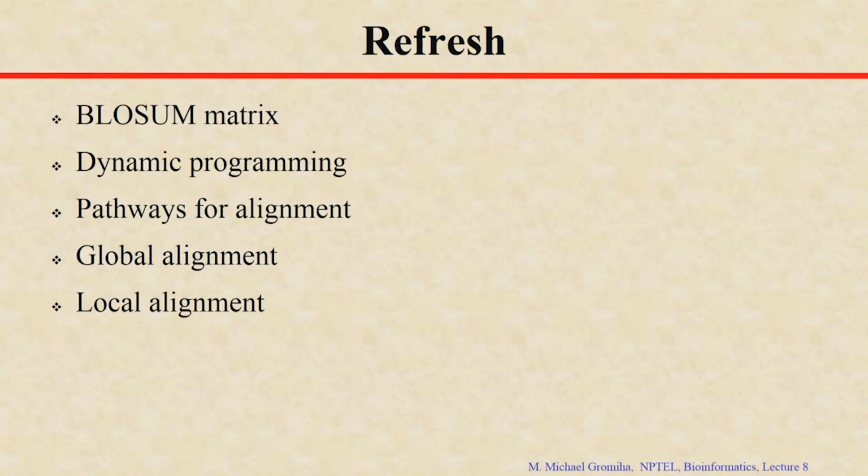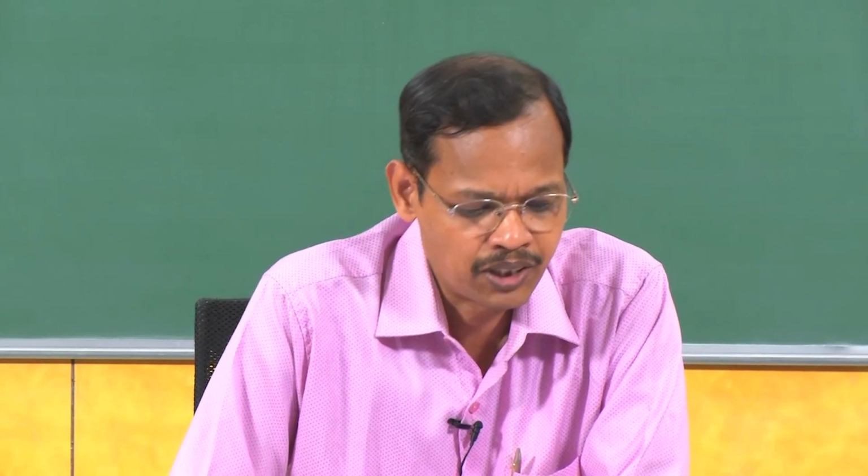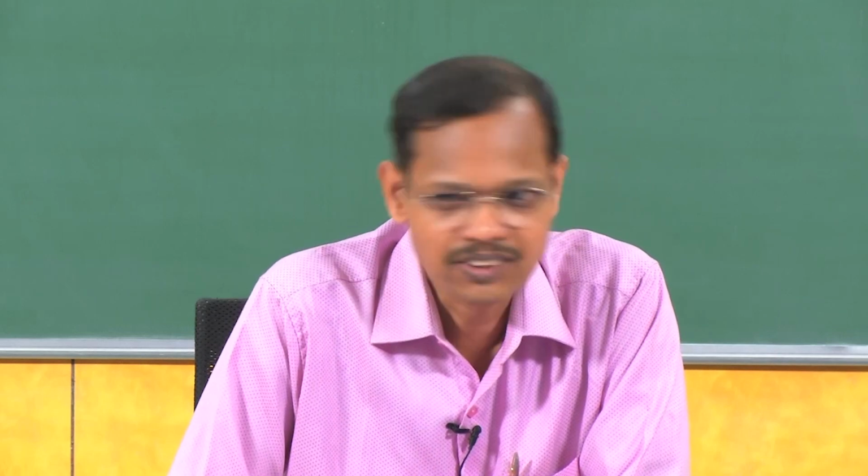Then we discussed dynamic programming. What is dynamic programming? We divide the alignment problem into smaller parts, small reliable problems, and then finally combine them to get the overall result for the given problem. That is dynamic programming. Then we discussed the pathways for alignment. For example, if we have two sequences, one of 10 residues and another with 8 residues, there are several possibilities to align using the inclusion of gaps. We discussed different pathways and how to obtain the optimal path.